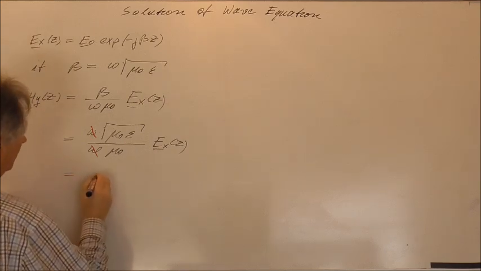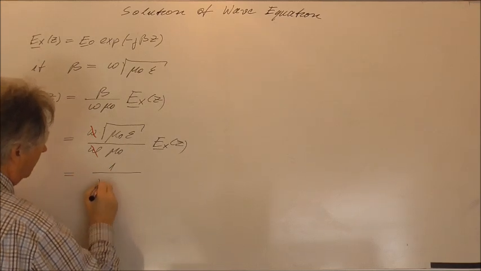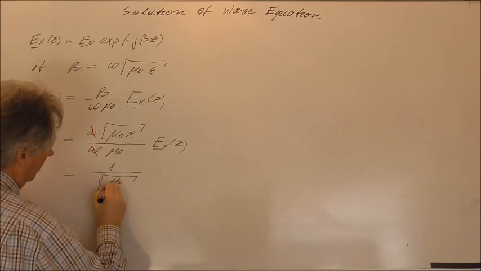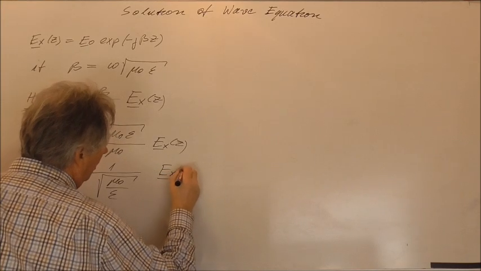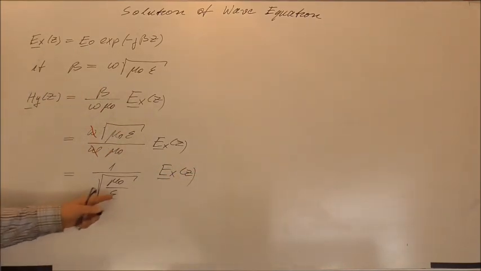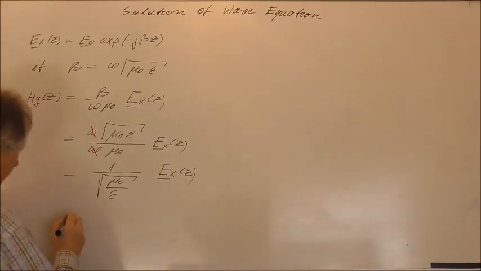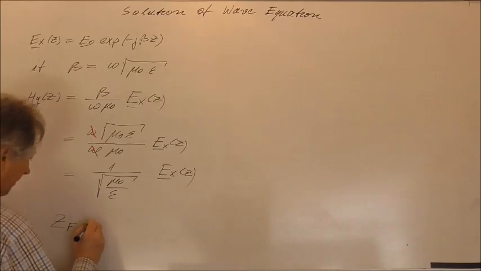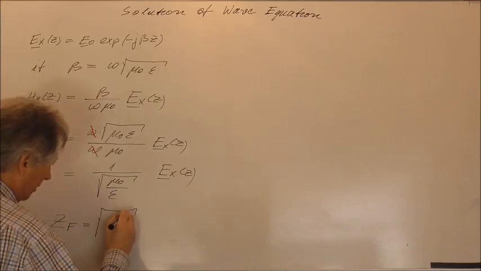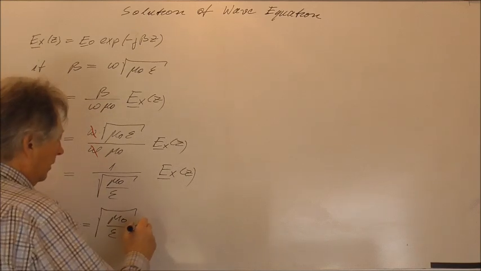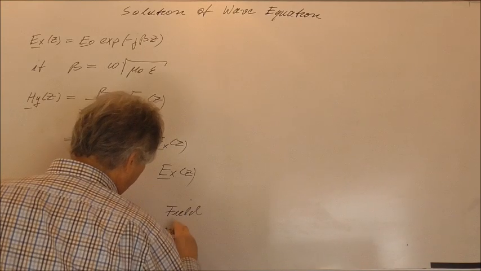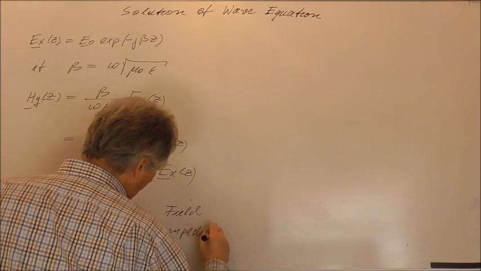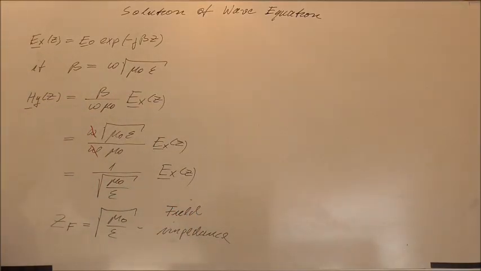And normally this is written like this. This can be rewritten as 1 over the square root of mu naught over epsilon times Ex of z. And here we have a certain constant, and normally we will define this to be the so-called field impedance. This will be the square root of mu naught over epsilon naught. It's called the field impedance.